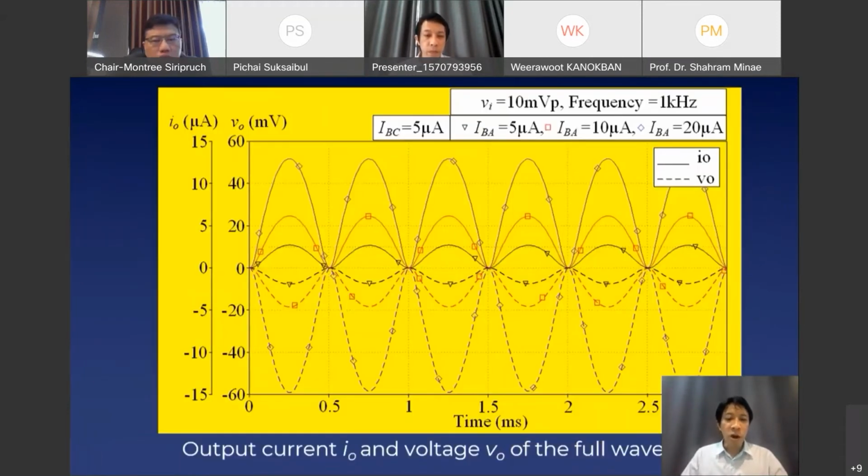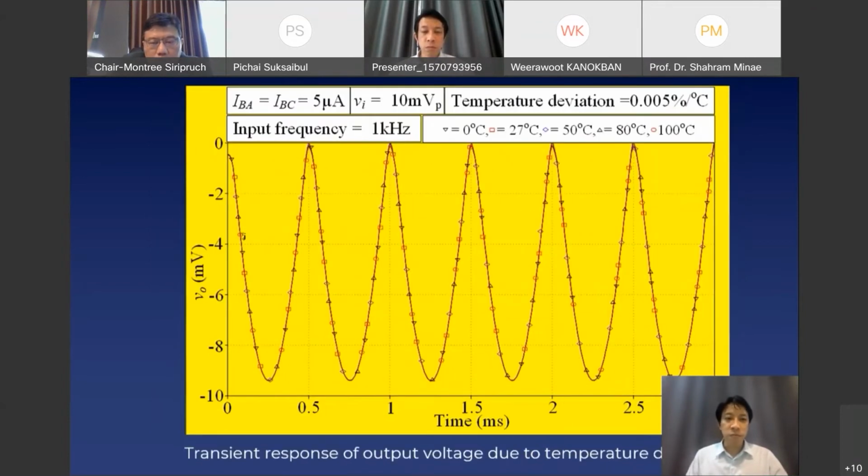And this shows the results of output current IO and voltage VO of the full wave rectifier. The upper side shows the current output, and the lower side shows the voltage output by varying external current source IBA. That means the amplitude of the circuit can be controlled by an external current source. And this shows the transient response of output voltage due to temperature. We can conclude that the circuit has no temperature effect on the output voltage.